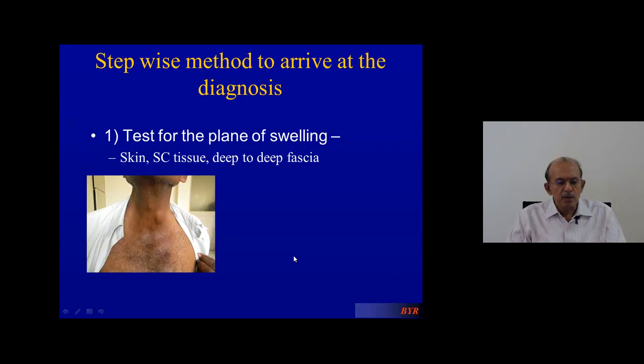Dermoid cyst is a subcutaneous swelling, as is sebaceous cyst. Lipoma is a subcutaneous swelling, it is not a skin swelling. So skin swelling means 90% of the cases are due to sebaceous cyst.